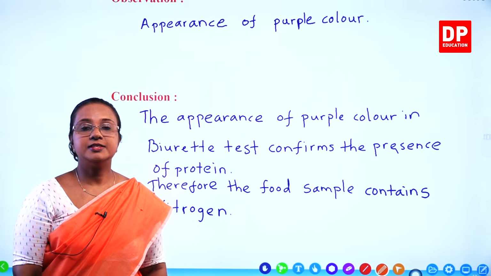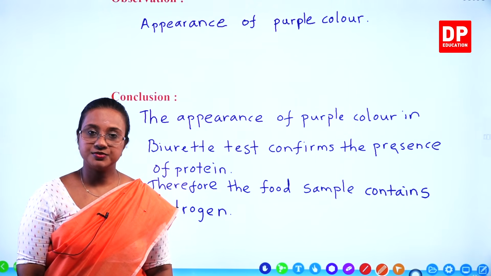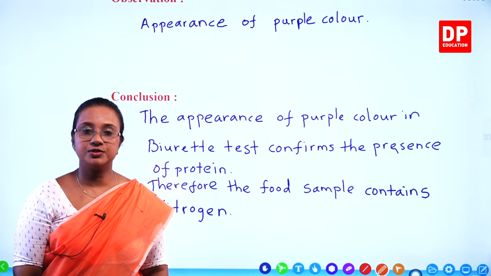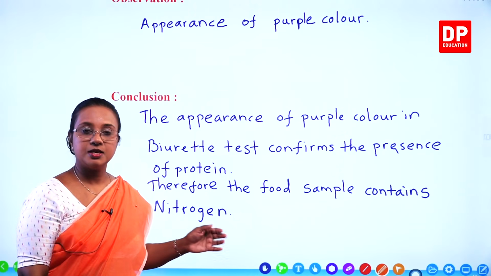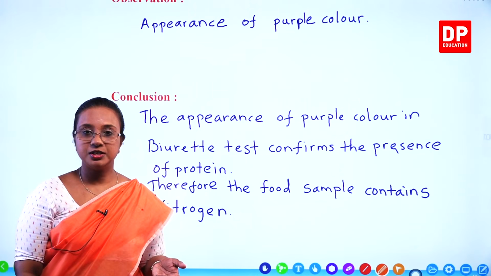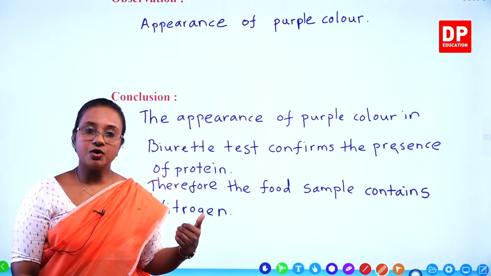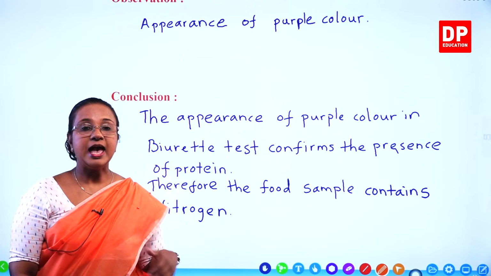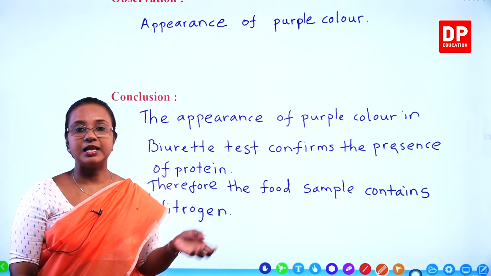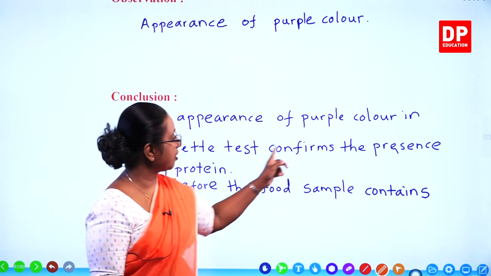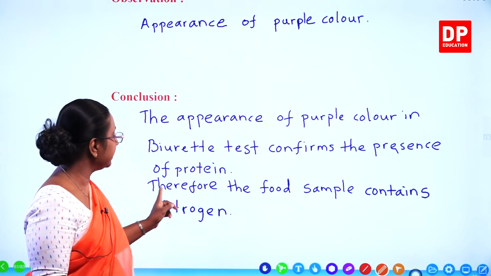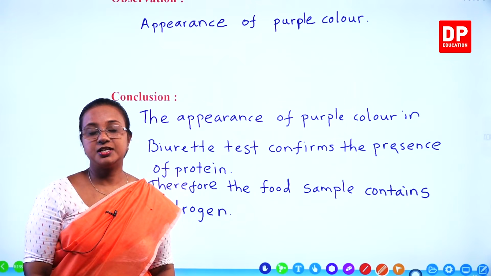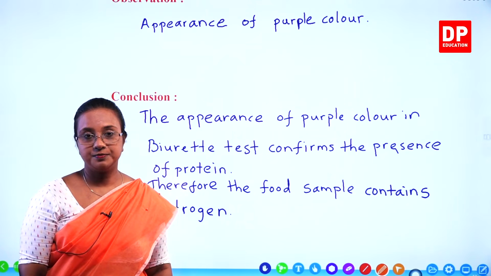So that is the activity to test for the presence of nitrogen in biomolecules. We do this test with copper sulfate and sodium hydroxide. This is called the biuret test, as we did for proteins, and the formation of purple color indicates the presence of protein, and that in turn indicates that there is nitrogen in the food sample.